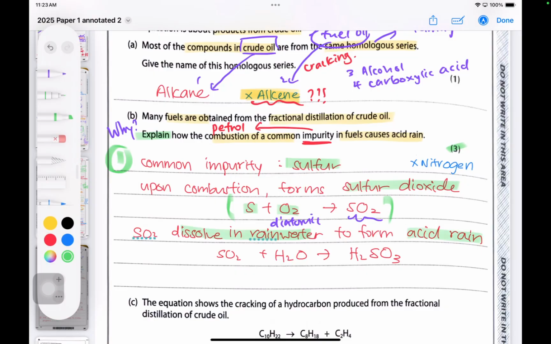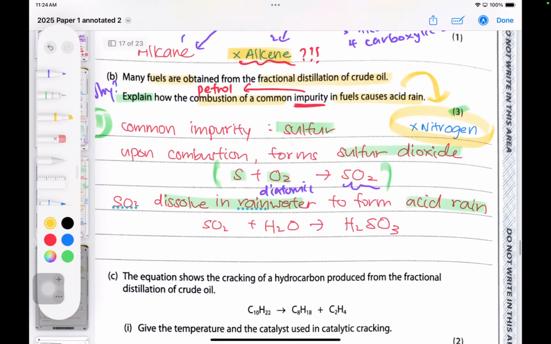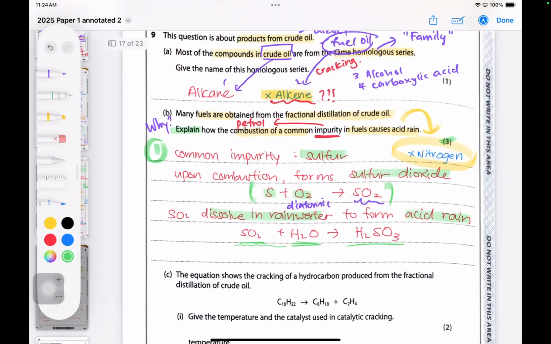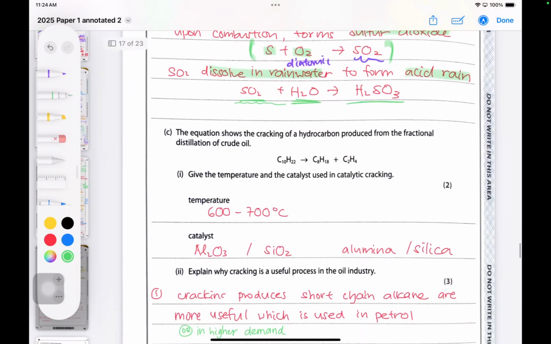Again, what are some of the misconceptions that students write? They think of acid rain and think of nitrogen oxide as one of the contributors, so they think the impurity here is nitrogen, but it's actually not. If you mention anything about nitrogen, nitrogen oxide, or oxides of nitrogen, you will not score full marks for this question. Again, for those of you who want a visual representation of what happens when sulfur dioxide dissolves in rainwater, you actually form a strong acid. That's how we get our acid rain.